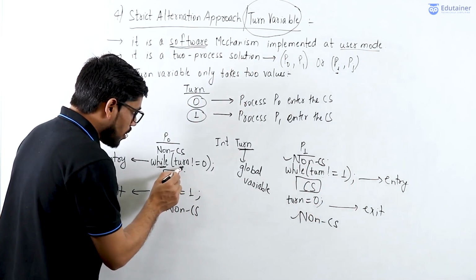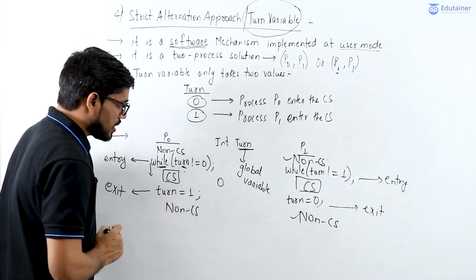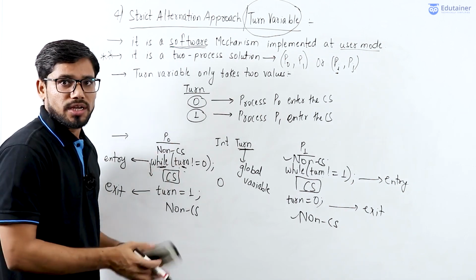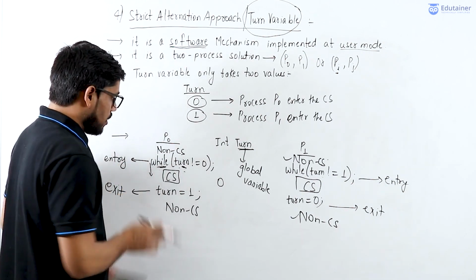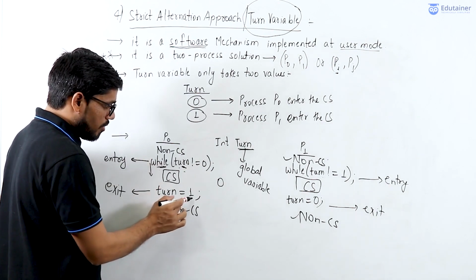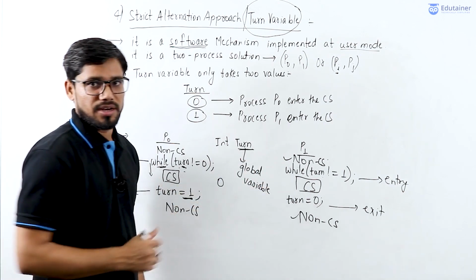And if the turn value is 0, then this process can enter the critical section and use the critical section or shared resources. After using it, when it leaves the critical section, it will set the turn variable to 1, so that process P1 can enter the critical section.